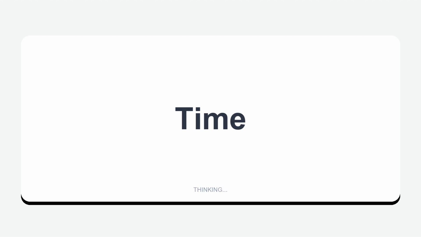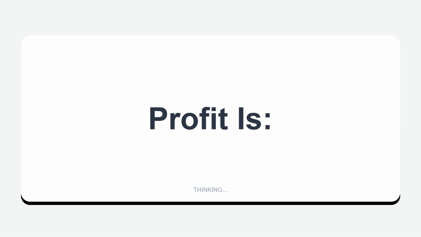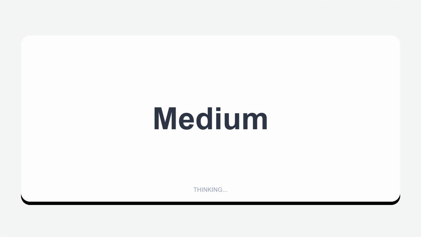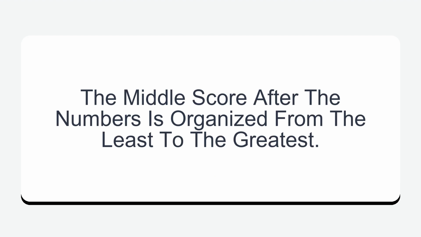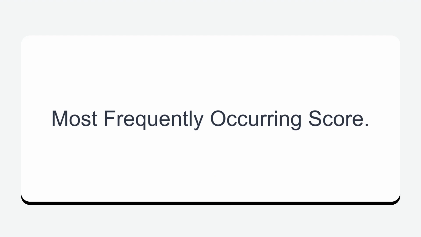Time: how many hours? How long? Profit is sell price minus cost equals profit. Median: the middle score after the numbers are organized from the least to the greatest. Mode: most frequently occurring score.